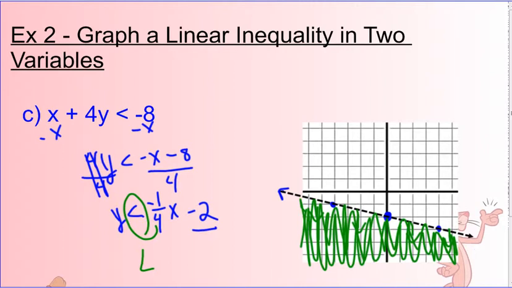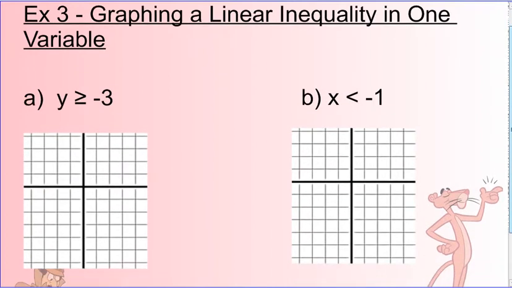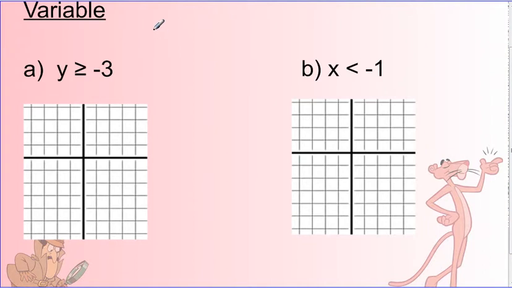The next examples we have are what happens if you have only one variable. Here I don't have a y equals mx plus b thing. I don't have that x variable or a slope or an intercept. All I have is y is greater than or equal to negative 3.